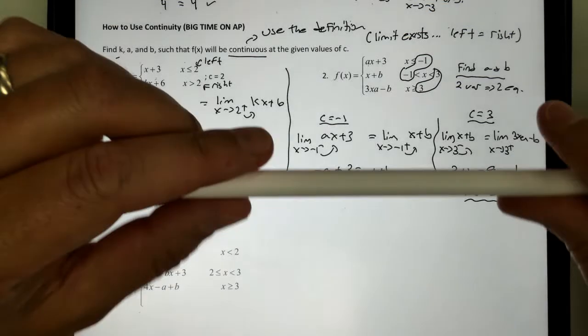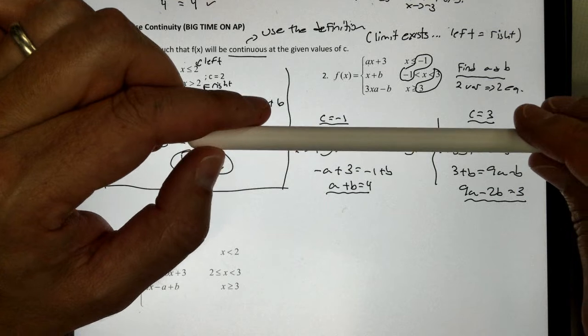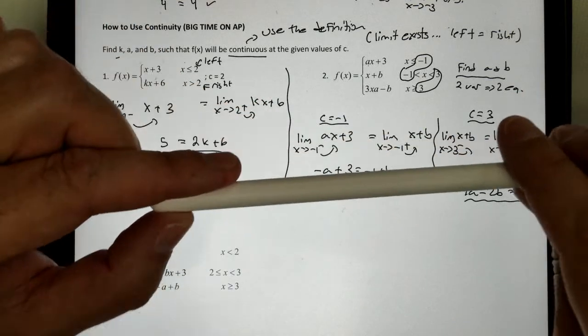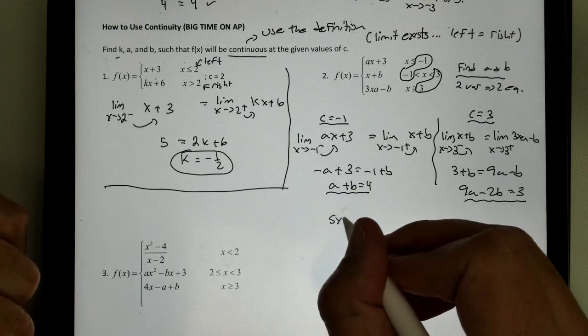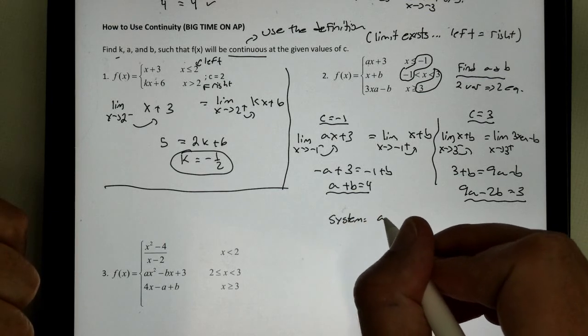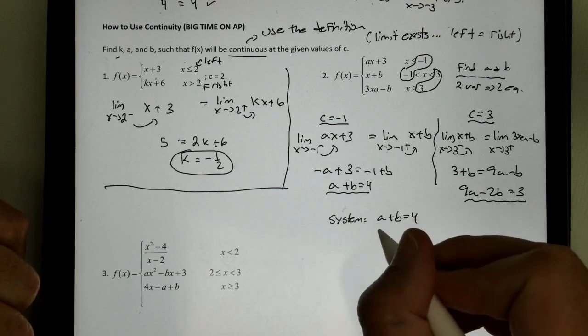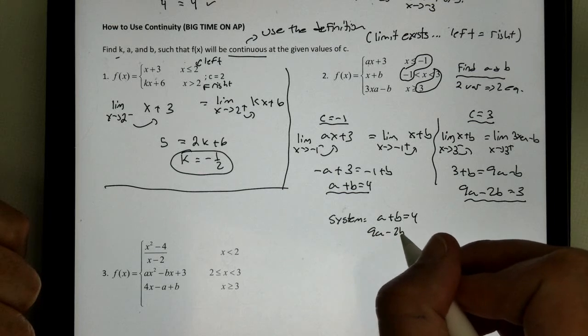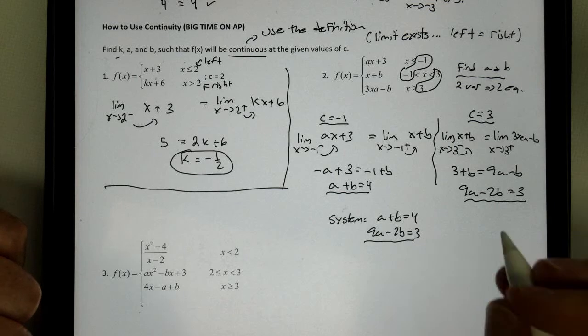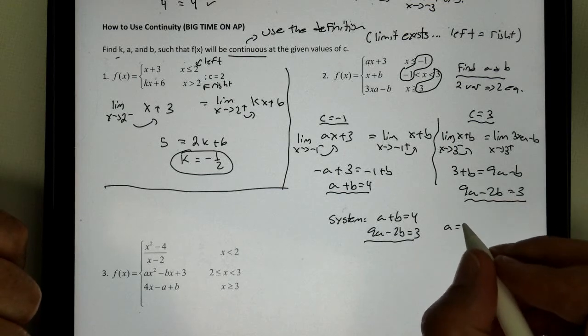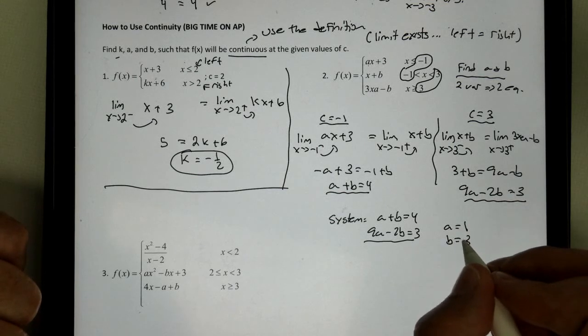Now again, if you don't have the limits, we're not going to give you credit. You got to have those limits there. Don't lose a lot of points because you don't want to be the limit person. And now we're going to solve this system of equations here. A plus b equal to 4, 9a minus 2b equal to 3. And you're just going to solve it, however you want to solve it. And what you wind up with is a is 1, b is 3.